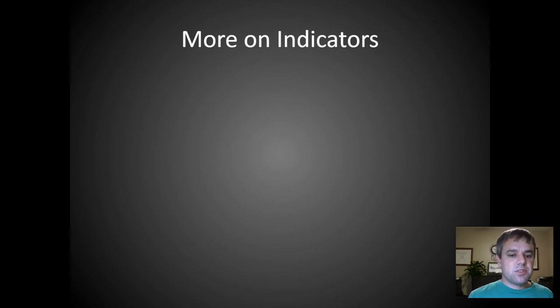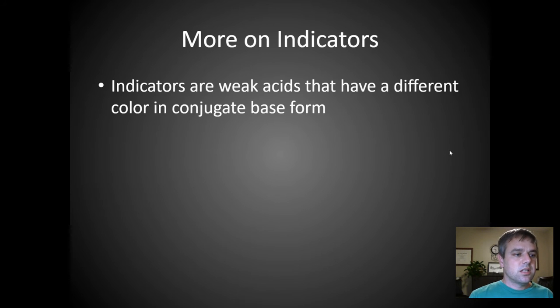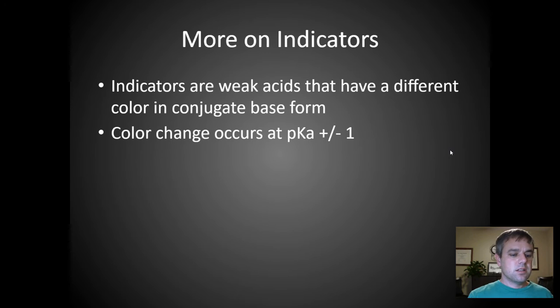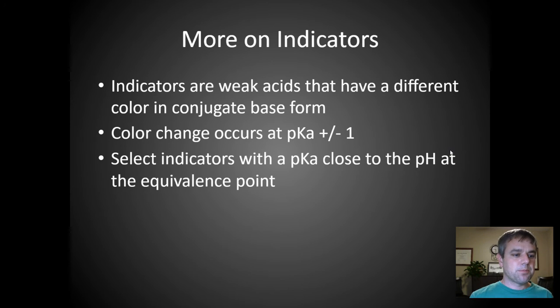Now, the last thing I want to address is indicators. Indicators are weak acids that have a different color in their conjugate base form from their conjugate acid form, because the addition or removal of a hydrogen ion causes a change in the structure of the molecule, which affects how it reflects or absorbs visible light. The color change occurs within 1 pH unit of the pKa of that weak acid. So, whatever the pKa is of that indicator, that's when it changes color.